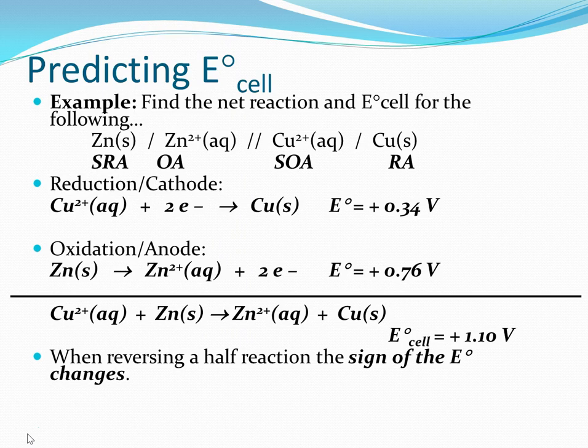There are two different methods that you will be able to use to figure out a cell's potential. The first one involves determining the half reactions and their corresponding potentials. Notice how the oxidation half reaction is reversed from how it is shown in the data booklet. When the half reaction is reversed, the sign changes from negative 0.76 to positive 0.76. This gives us a net cell potential of positive 1.10 volts. Because this value is positive, we know that this reaction would be spontaneous.